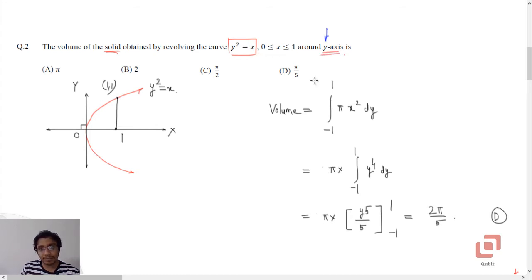So first let us draw the curve, which I have already done here. It is going to be this parabola, even powers of y, so symmetric about x-axis. x is lying between 0 and 1, so we should consider only this particular section of the curve.